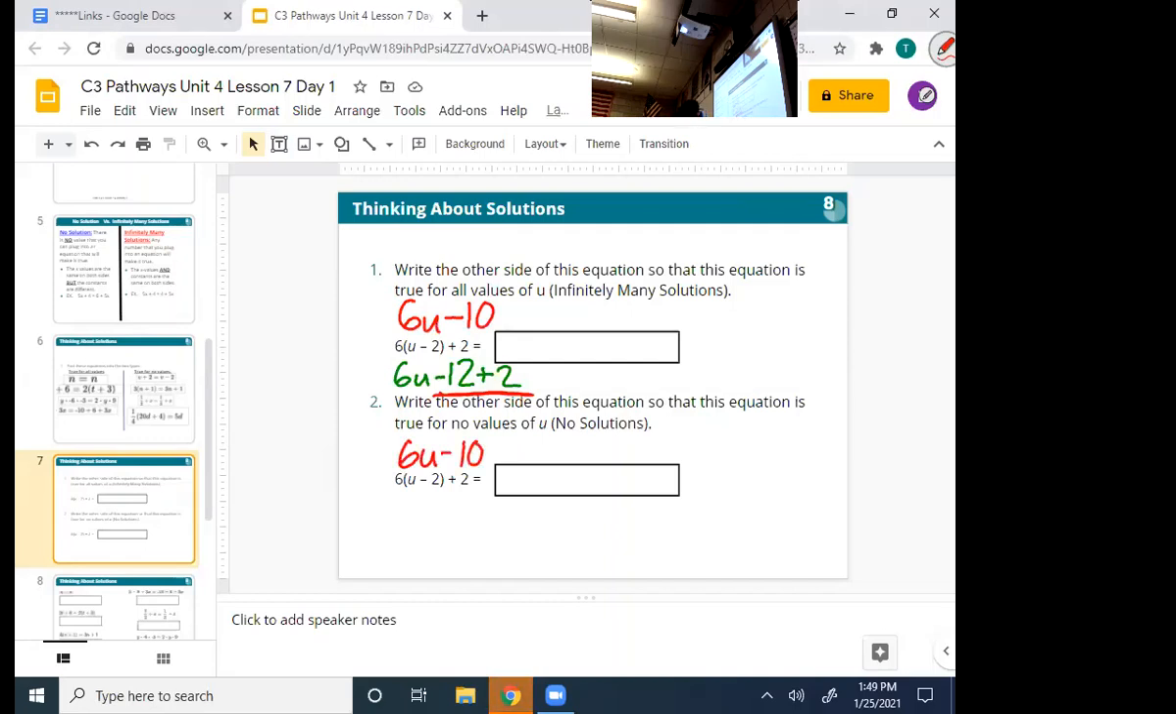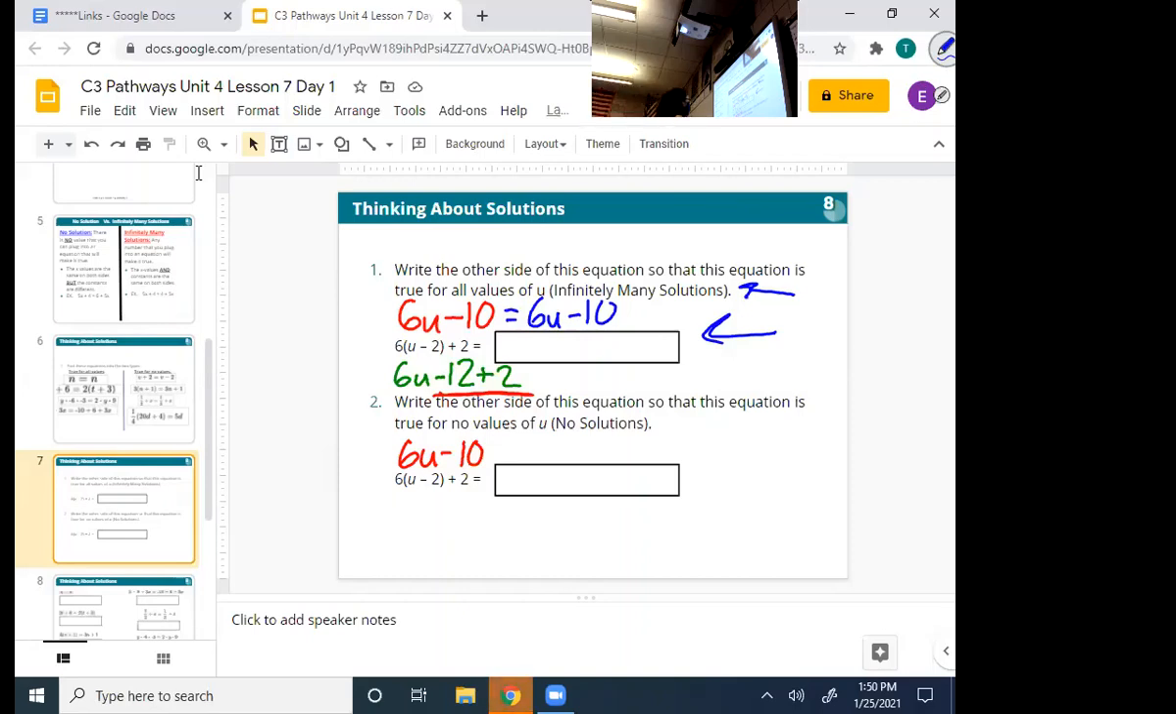6u minus 10. So if you want to write an equation for this one, write the other half of the equation that would make this infinitely many solutions or true for all values. So what would the other half of this equation have to look like if you wanted it to be true for all values or have infinitely many solutions? It would have to be 6u minus 10 equals 6u minus 10. Exactly. Because for it to be infinitely many solutions, both sides of the equation need to be the same, right?